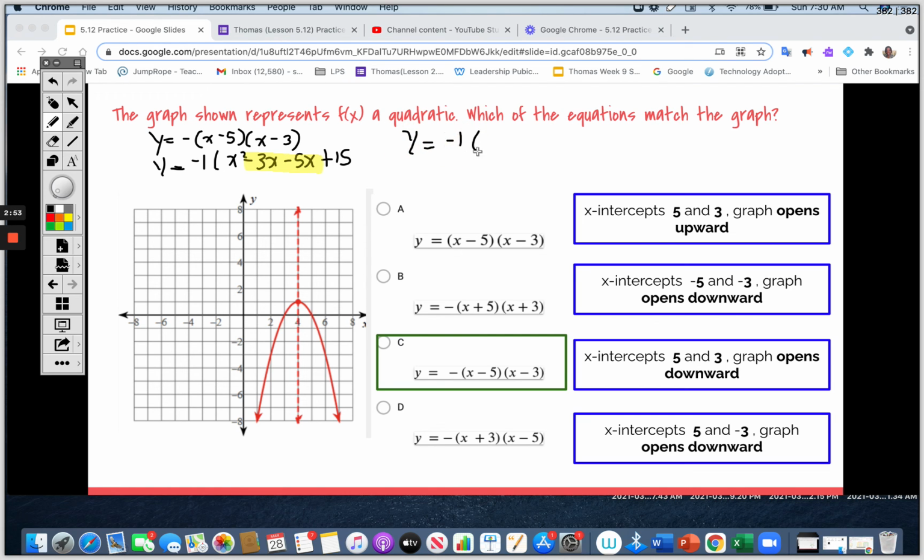So we have negative 1 times (x squared minus 8x plus 15). However, when I multiply by a negative 1, all of that changes. So all the signs inside change. So this would be negative x squared plus 8x minus 15. And that makes more sense if you're looking at how my graph is trending. It's definitely going to cross the y-axis in the negative area.